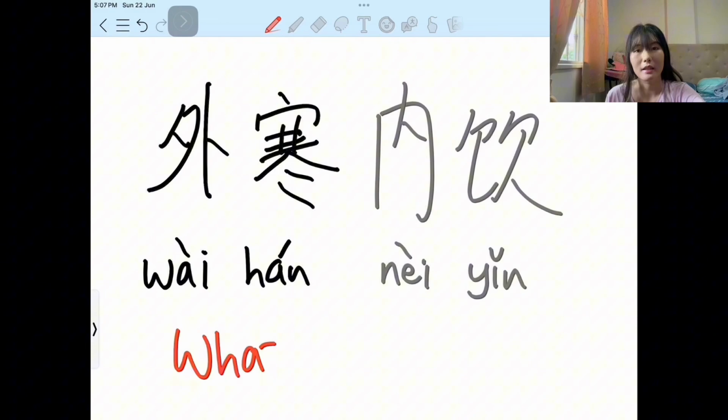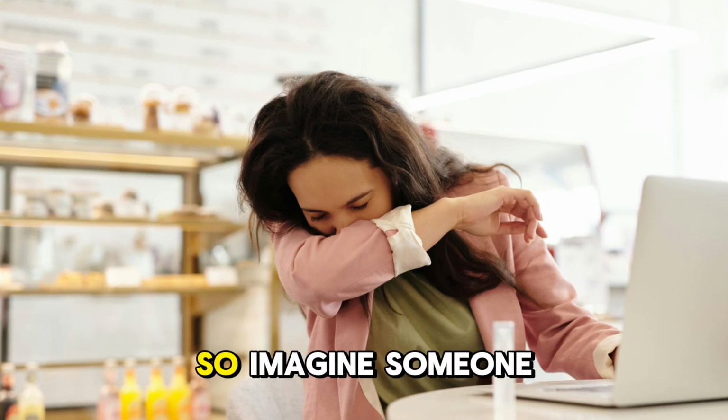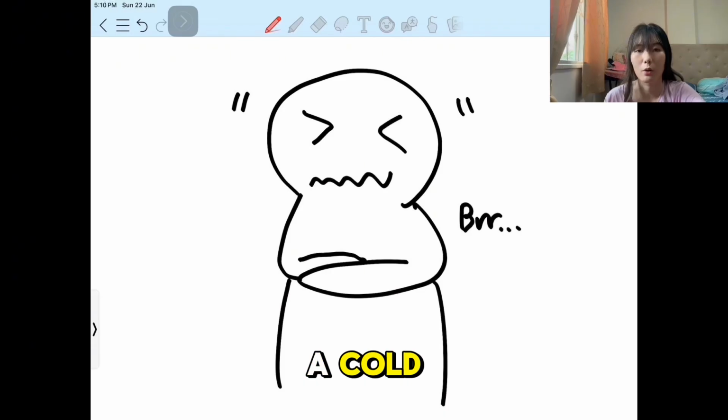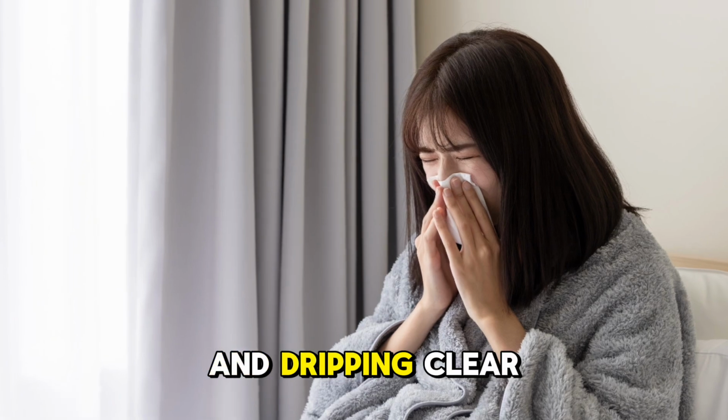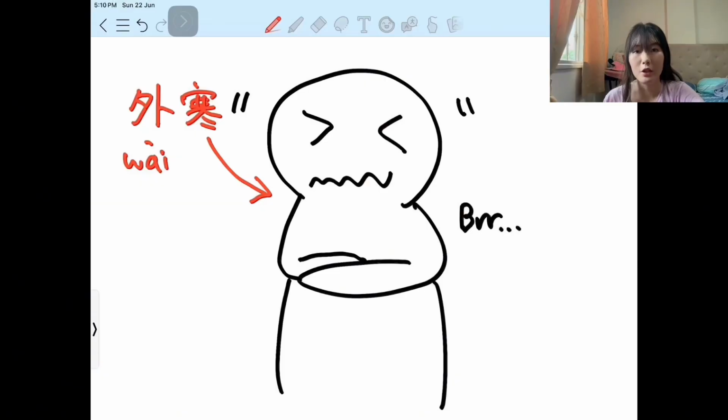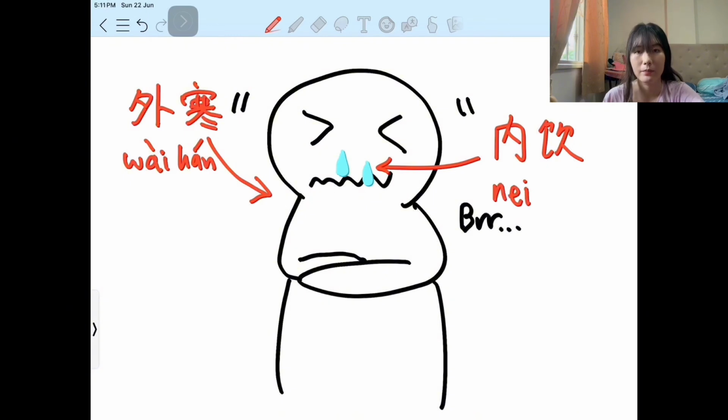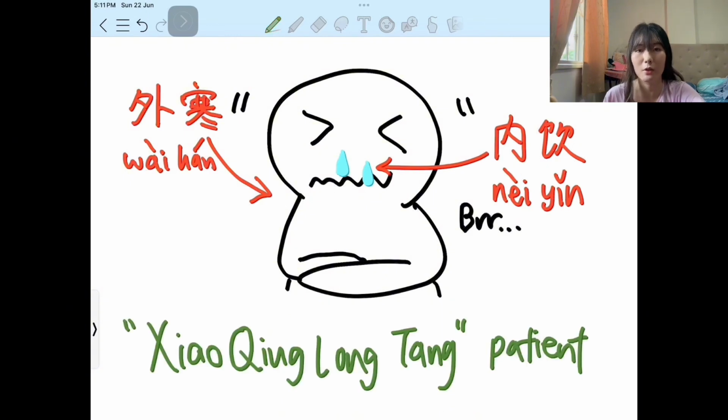Now, what exactly is 外寒内饮? So imagine someone who just caught a cold and is constantly sneezing and dripping clear fluid from their nose. Catching the cold is 外寒 and the dripping clear fluid is 内饮. This is what a person who takes Xiao Qing Long Tang should look like.